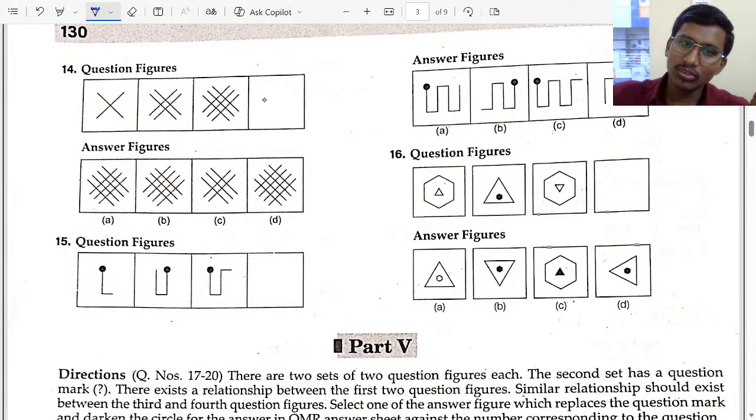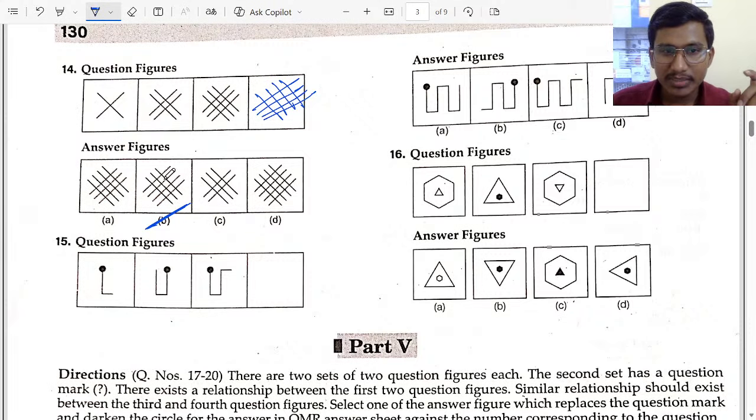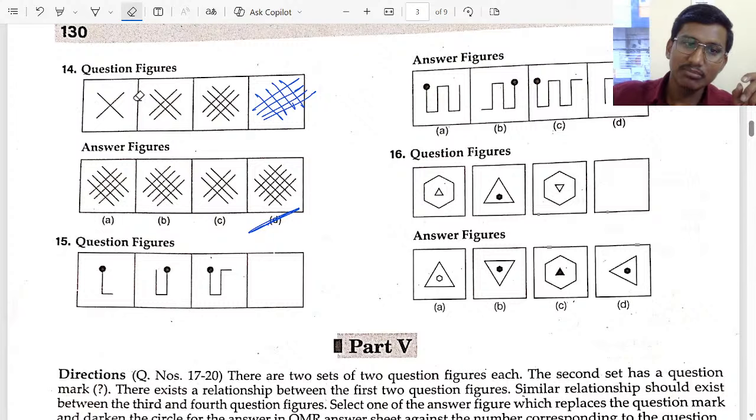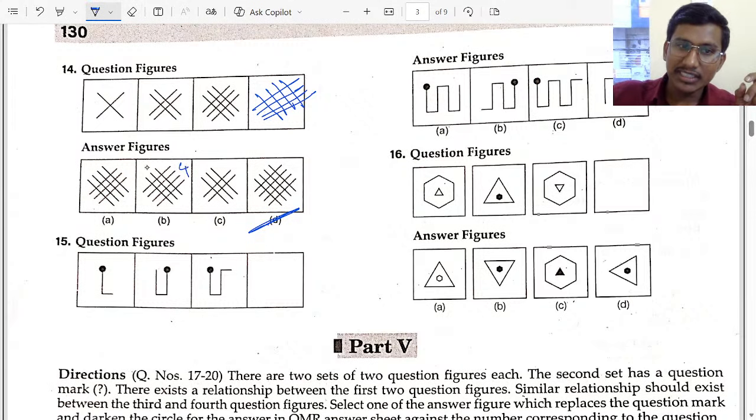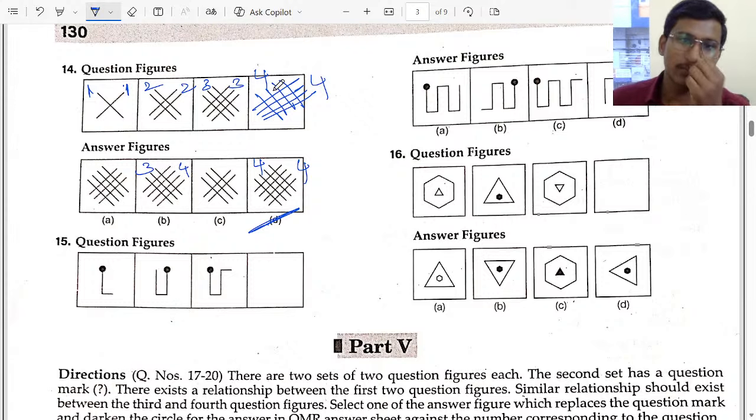If it is 4, 1 2 3 4, 1 2 3 4, right? So which will be the answer here? Option B, right? Sorry, not B, option D will be the answer. Why? Because in B, here there are 4, but here there are only 3, not possible. So 4 and 4 should be there, right? Here 4 lines, here 4 lines. If you see, here 1 line, here 1 line, here 2 lines, here 2 lines, here 3 lines, there 3 lines. So 4 lines means option D will come for the 14th.